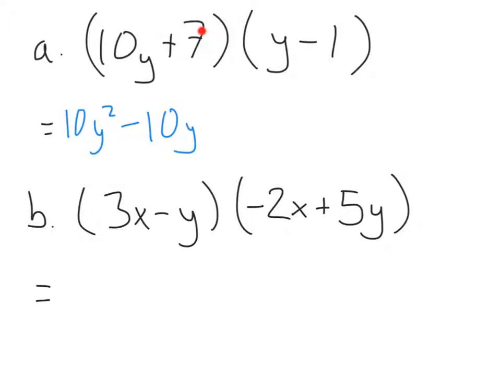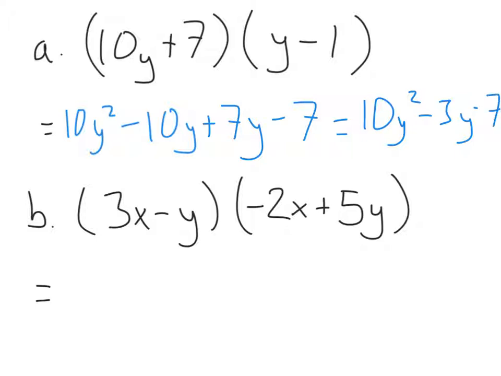Now we'll take the 7 and distribute it to the y and the minus 1. So 7 times y is plus 7y. 7 times minus 1 is minus 7. So there we go. The only thing left to do is combine our like terms, which are the y's. Minus 10y and 7y. That'll give us a minus 3y. And a minus 7. There's our first answer.